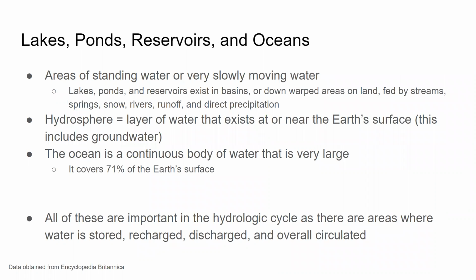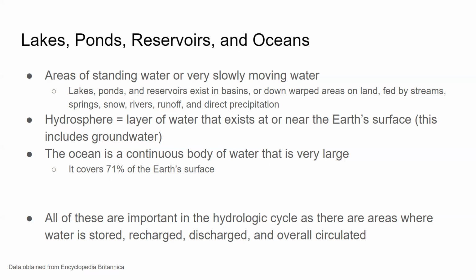So let's talk just briefly on lakes, ponds, reservoirs, and oceans. These are areas of standing water or also just very slowly moving water. And lakes, ponds, and reservoirs exist in basins or downward areas on land, and they're typically fed by streams, springs, snow, rivers, runoff, as well as direct precipitation into them. And these are all part of something called the hydrosphere, the layer of water that exists at or near the Earth's surface, and this also includes groundwater as well.